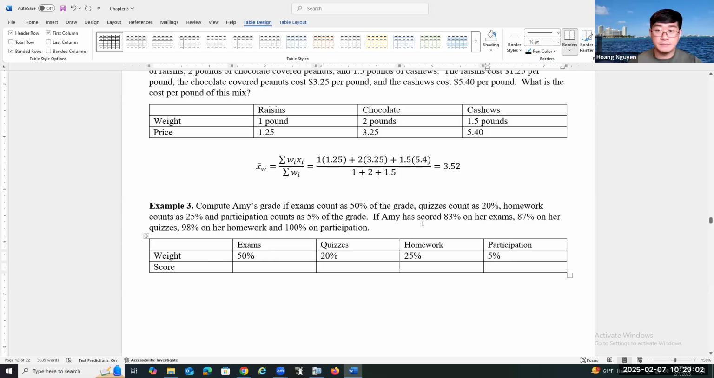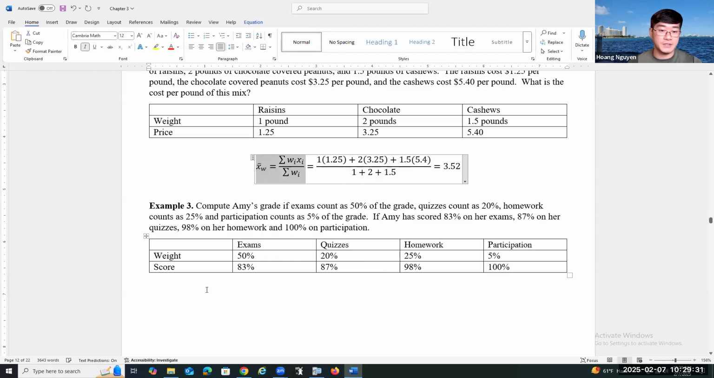Now for the exam, she got 83%. For the quizzes, she got 87%. For the homework, she got 98%, very good. And then for participation, she got 100%. So that's the table that summarizes this question. Now we are ready to calculate the weighted mean to approximate the grade for the student.